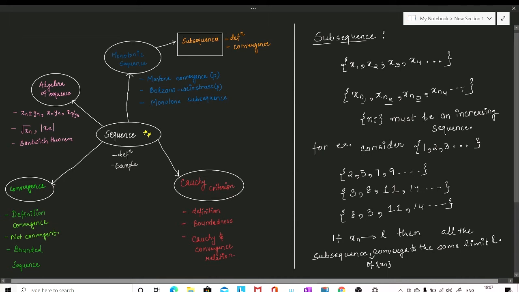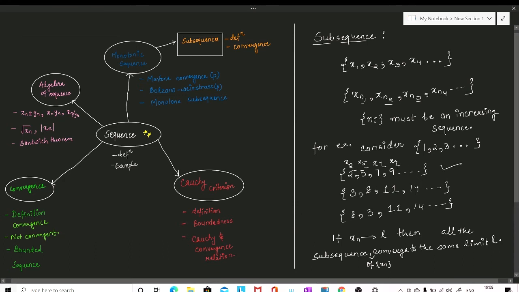be a subsequence. For example, consider this 1, 2, 3, the sequence of natural numbers. First subsequence, I pick out 2, 5, 7, 9. All of these are in increasing order. I am not talking about the terms, but you see, this is the second term, this is the fifth term of the sequence, this is the seventh term, this is the ninth term. All the indices are in increasing order. So this is a subsequence.